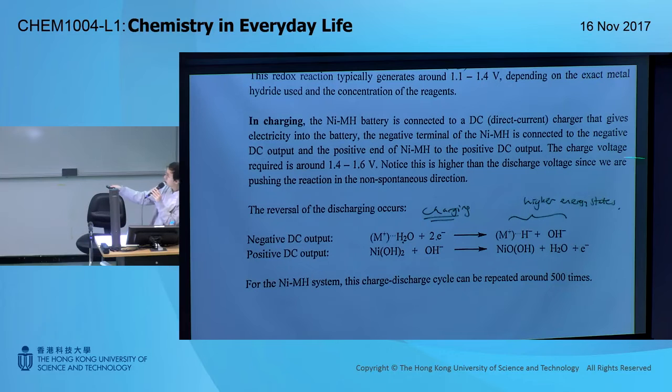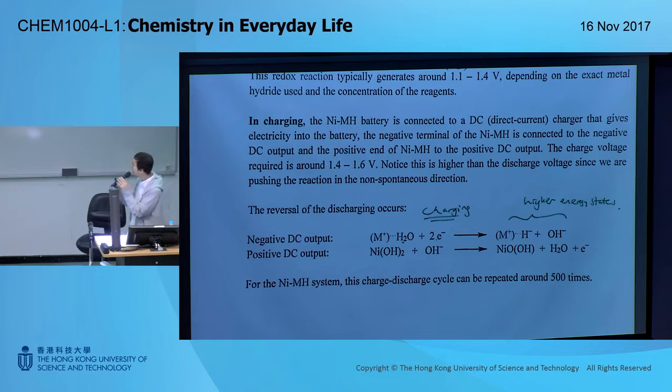Usually charging requires 1.4 to 1.6 volts, slightly higher than the discharge voltage, because we're pushing it in the non-spontaneous direction, so we have to give it a little bit more energy. Usually we can do this around 500 times before the chemicals are too disintegrated and we cannot repeat the reaction. So you can use these many times, and that is more environmentally friendly.